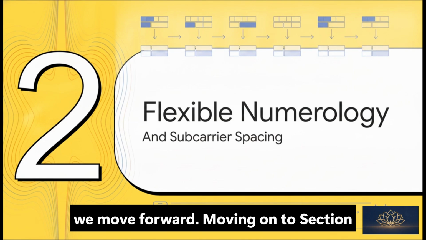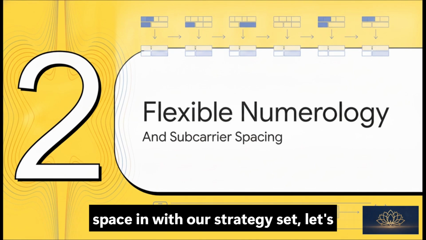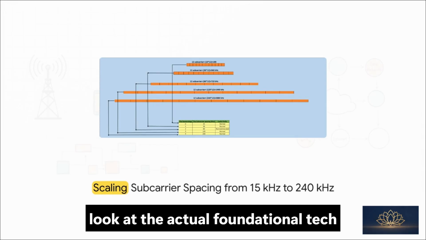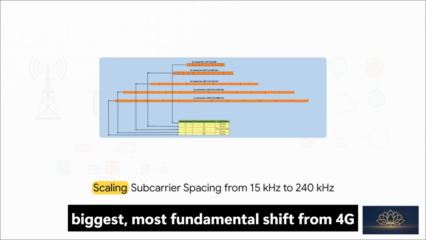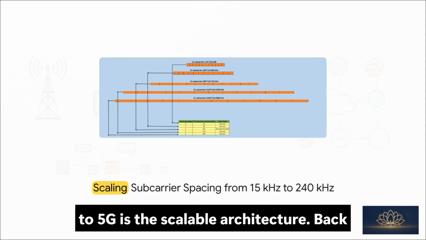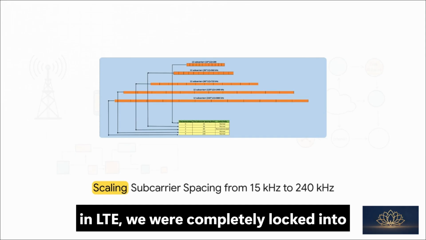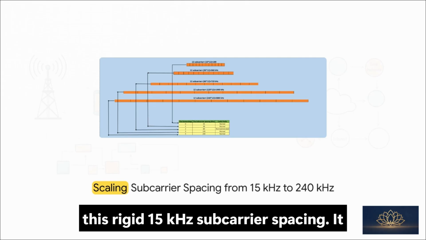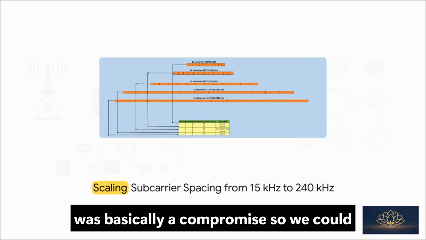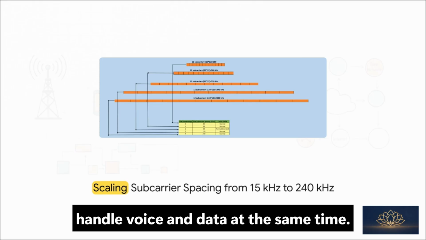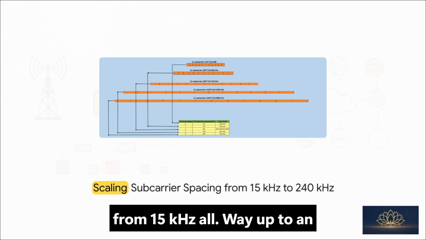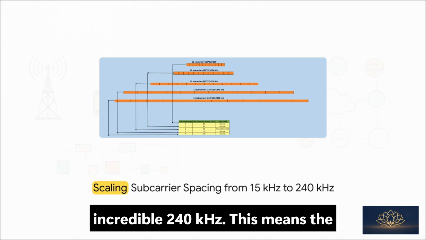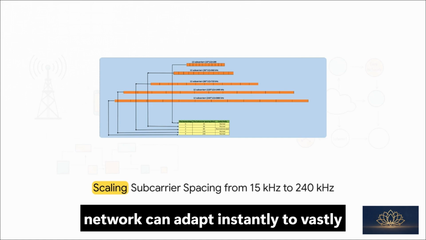Moving on to Section 2, Flexible Numerology and Subcarrier Spacing. With our strategy set, let's look at the actual foundational tech powering these networks. Honestly, the biggest, most fundamental shift from 4G to 5G is the scalable architecture. Back in LTE, we were completely locked into this rigid 15 kHz subcarrier spacing. It was basically a compromise so we could handle voice and data at the same time. But 5G, it breaks those rules. It scales from 15 kHz all the way up to an incredible 240 kHz. This means the network can adapt instantly to vastly different frequencies.